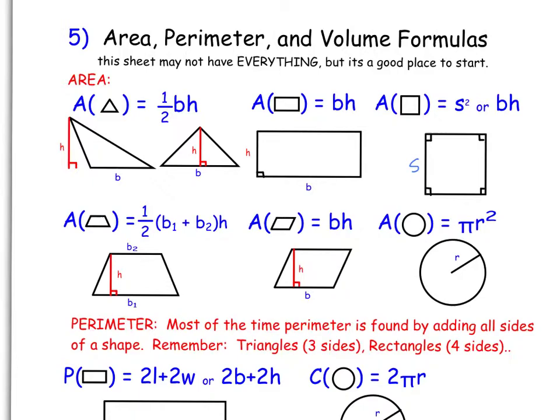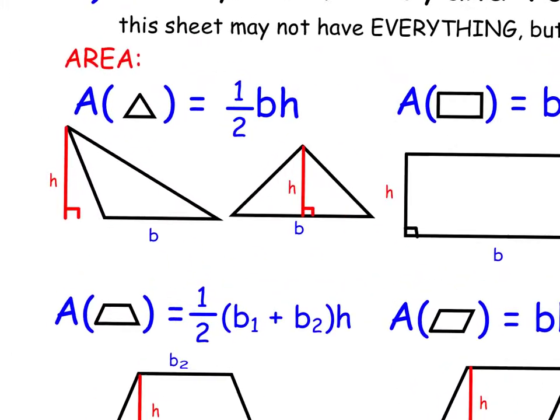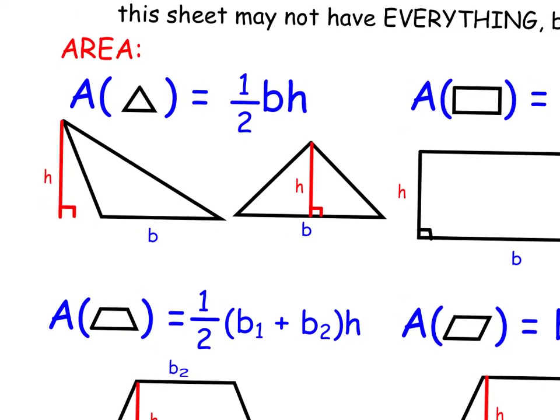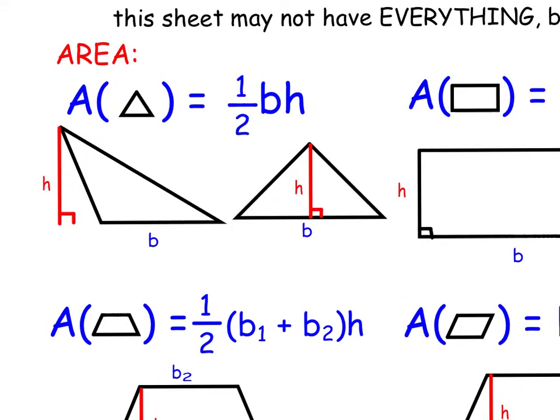Looking at the first one, the area of a triangle. The area of a triangle requires two things, the base and the height. Looking at this particular picture, the height always makes a right angle with the base. And the height sometimes lands outside the triangle. In an obtuse triangle, a triangle where one angle is bigger than 90 degrees, a lot of times the height will be outside the triangle. Something to look out for.